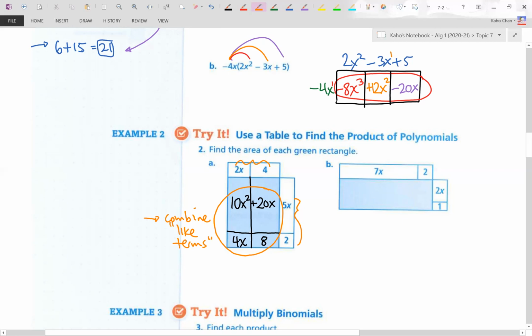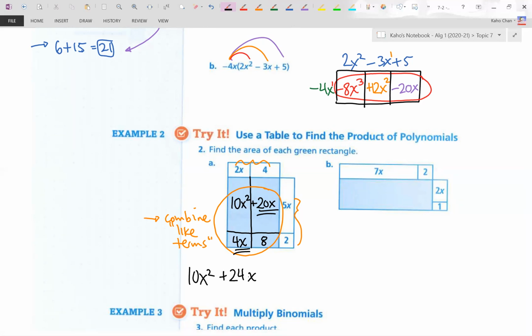Okay. Notice the 10x squared stays the same. That doesn't go anywhere else. I don't see any other x squares. However, I have a 20x and a 4x. Those are like terms. 20 of those plus 4 of those is 24x. We're not multiplying now, we're adding. When we're adding, don't confuse that with multiplication. The coefficient changes, not the variable, right? 20 bags of M&Ms plus 4 bags of M&Ms is 24 bags of M&Ms. We're not changing the M&Ms. And then finally the plus 8. And ladies and gentlemen, there's your answer for number 2A.